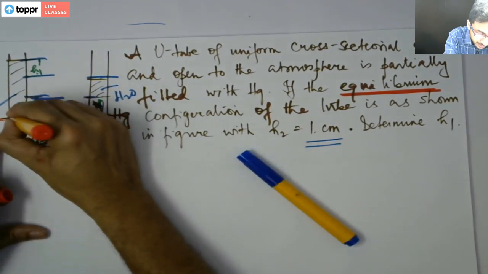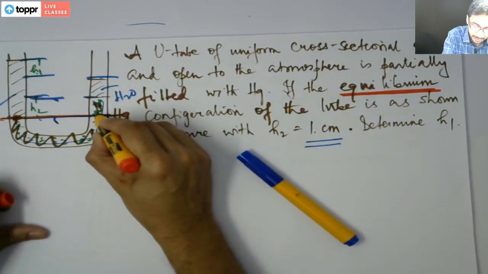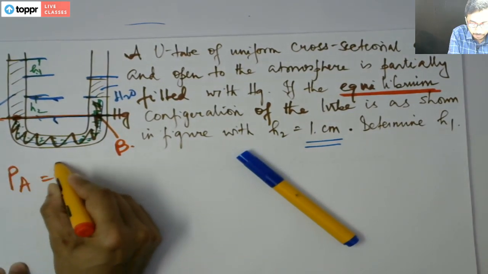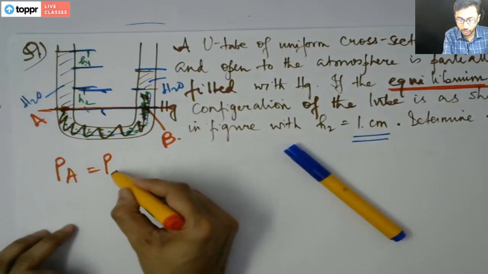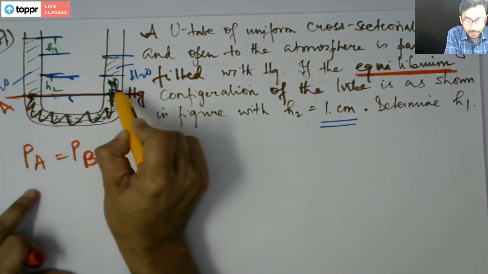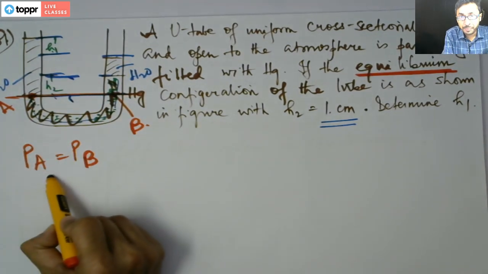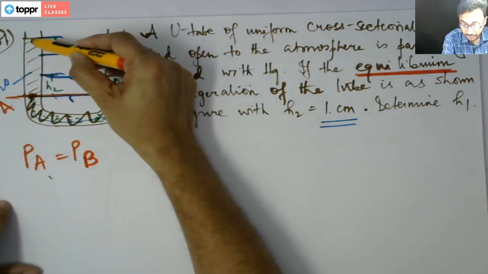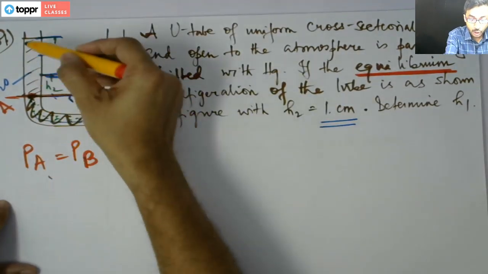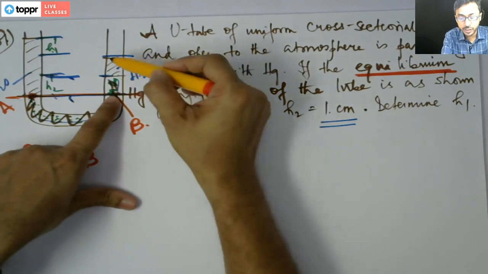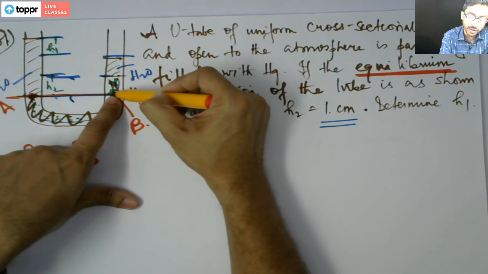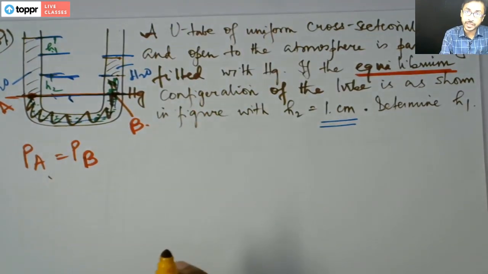So we can say, if we mark this as point A and this as point B, in equilibrium PA will be equal to PB. Now what is PA? PA, if you see, is the pressure by this water column plus the atmospheric pressure. And pressure at PB is what? Pressure by this water column, pressure by this mercury column, and the atmospheric pressure. So we are equating both of them.